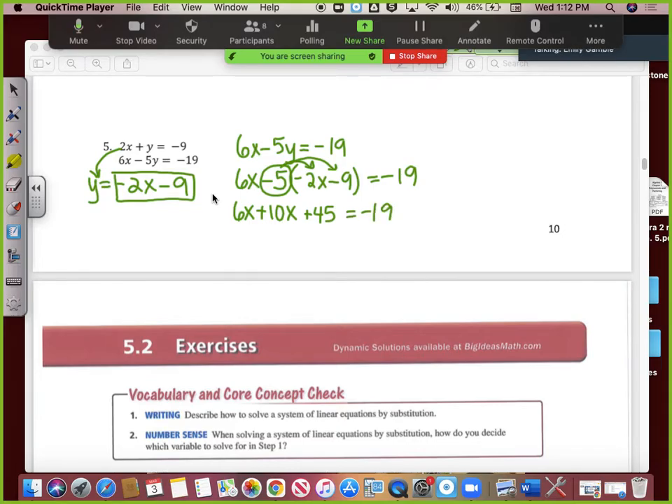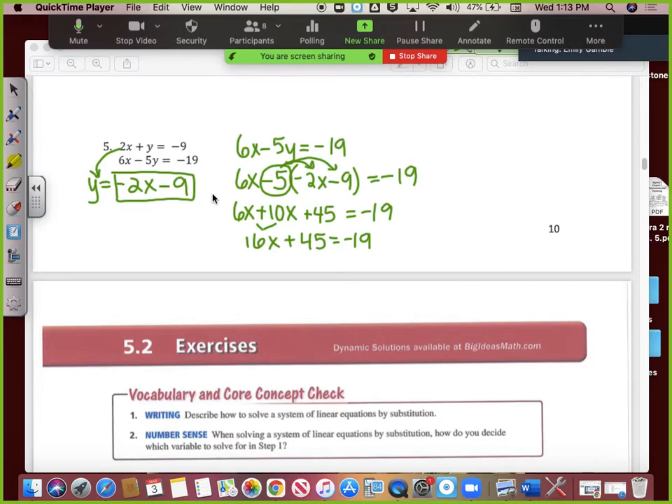The reason that I got that was because you have to multiply negative 5 times the numbers on the inside. But after you did that, what was nice about it is everything ended up turning positive, except the negative 19. So now it's time to combine like terms. We can combine 6x with 10x. That's going to be 16x. We have 16x plus 45 equals negative 19.